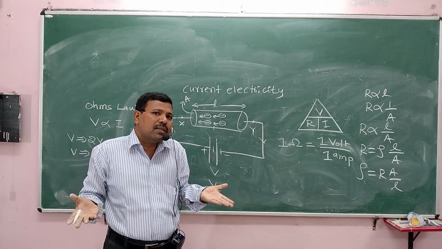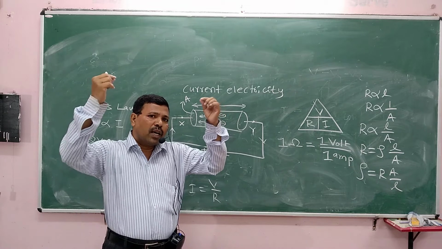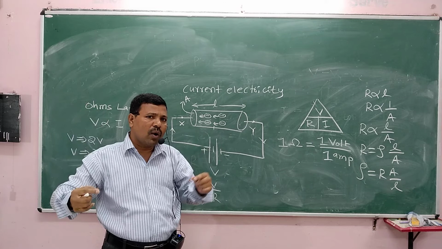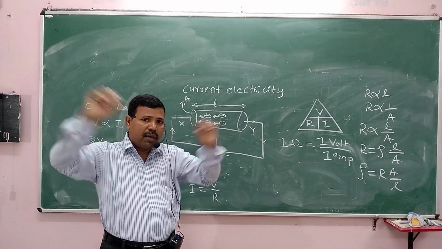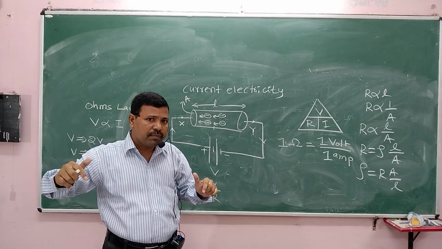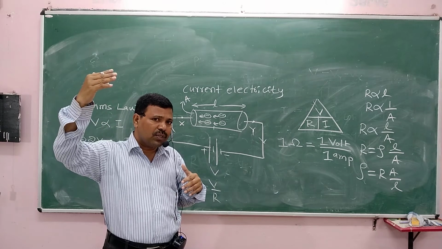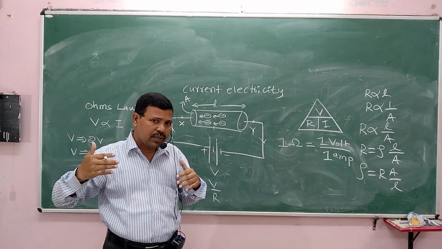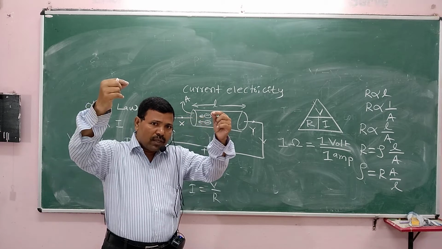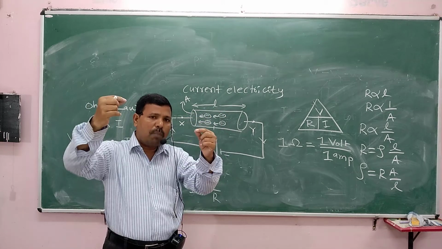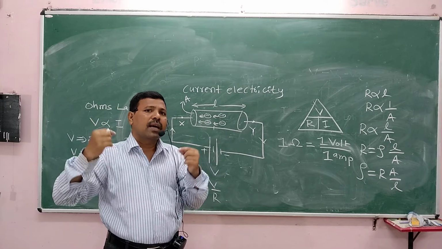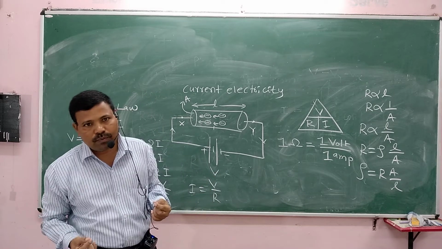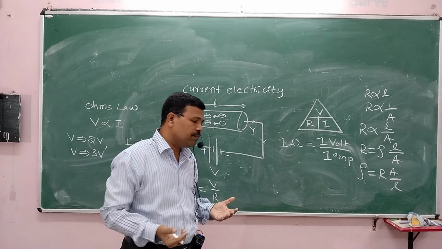Nature of the material means if you take aluminium, copper, and iron conductors having the same length and equal cross-sectional area, silver will have less resistance than the other conductors. It means that silver resistance is different, copper resistance is different, and iron resistance is different. So resistance depends on the nature of the material.